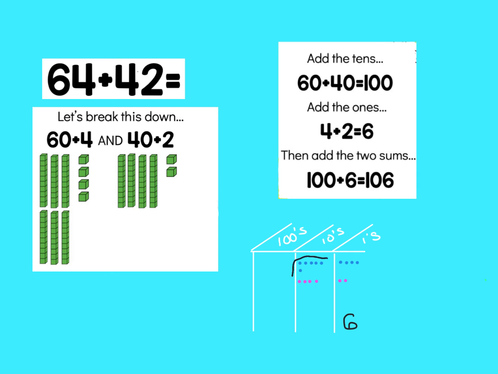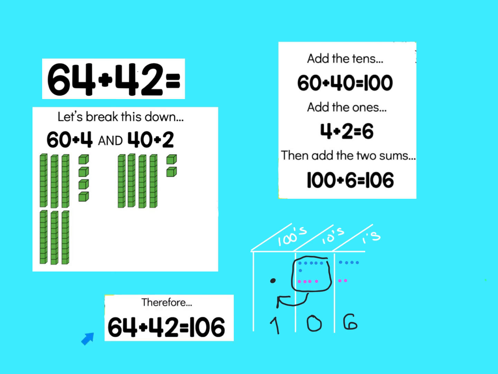So we're going to take these and we're going to group them together and we're going to move them one to the left so that we have 1 here. And with that 1, we now will put a 0 in this place because there's nothing left, and we will put a 1 here. So now the answer is 106. And therefore we know that 64 plus 42 equals 106.